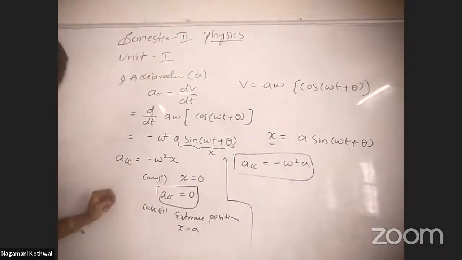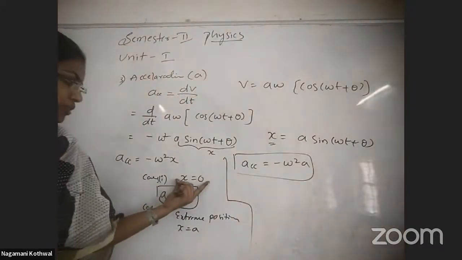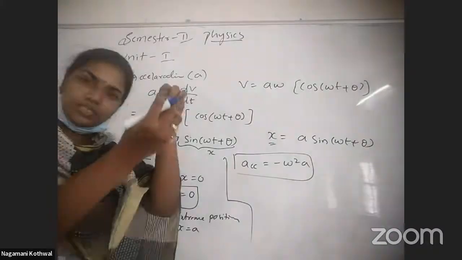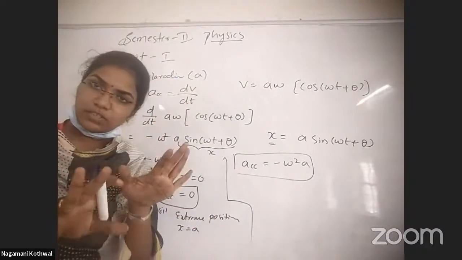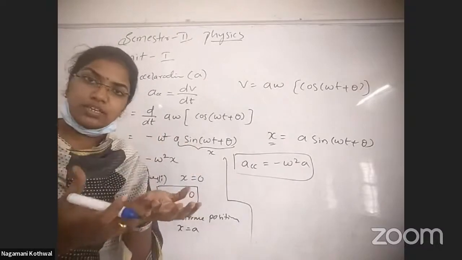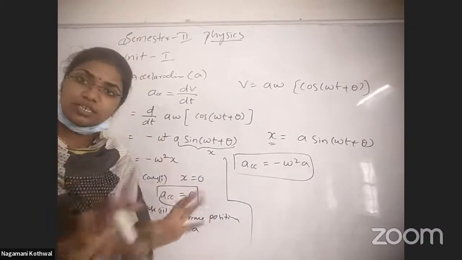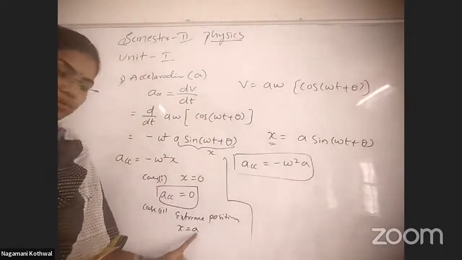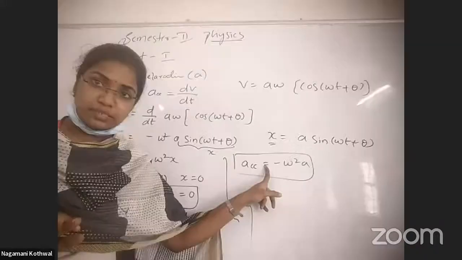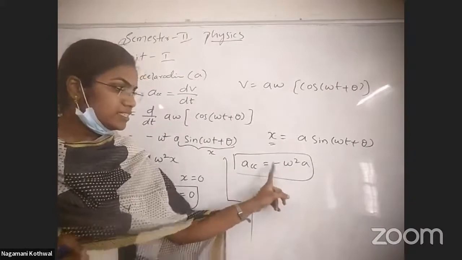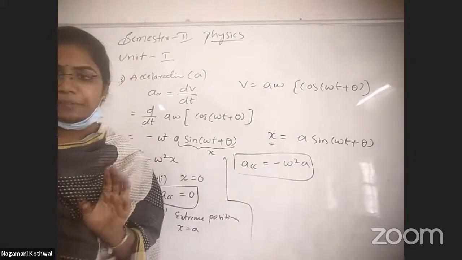It is as simple as this. Whenever x equal to 0, the pendulum is at a stable position. If it is at a stable position, there is no velocity, and if velocity is not there, then the change in velocity is 0. At the extreme position there is a maximum change in velocity, which means acceleration is also maximum. So acceleration is equal to minus omega square a.